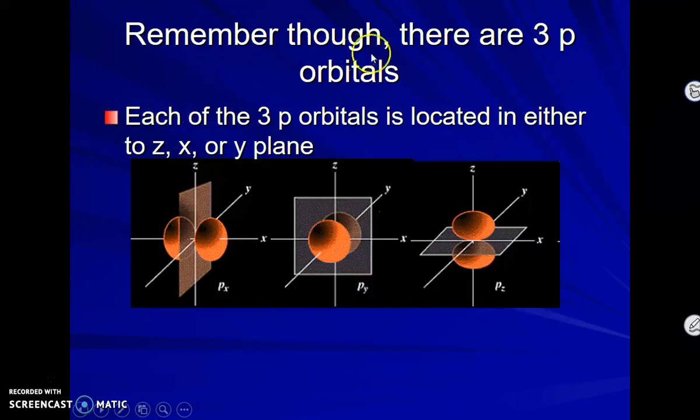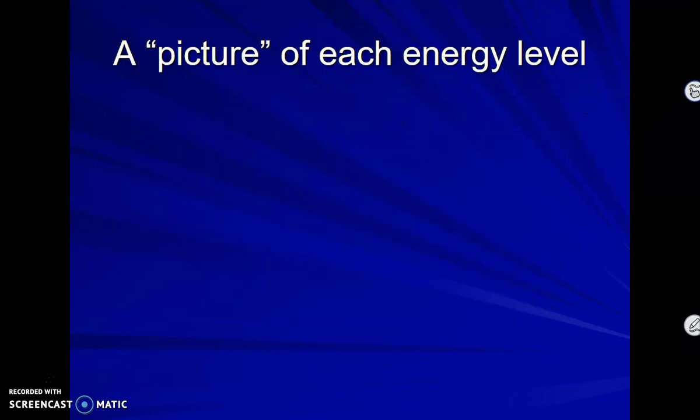And there are 3 p orbitals, if you remember from our diagram, and they are located along either the z, x, or y axis. So we say this one is in the z plane, this one is in the x plane, this one is in the y plane, and this one is in the z plane. And that's going to be important when we do some bonding later at the very end of the year. Now, the next slide is what you really need to get.